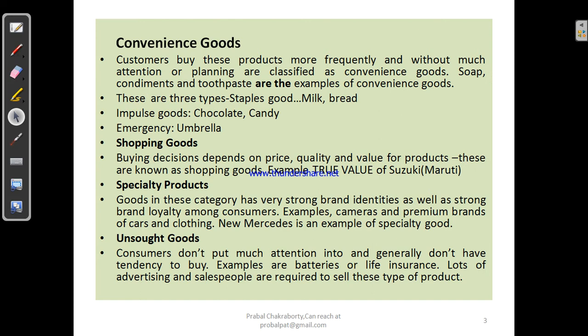Now we come to shopping goods, where buying decisions depend on price, quality and value for products. These are known as shopping goods. When you go for True Value of Suzuki, that means earlier it was Maruti Suzuki, right now it is Suzuki, they are providing second hand cars. But the important thing is that while purchasing a second hand car, you have to think about its price, quality and value. Why are price, quality and value important?